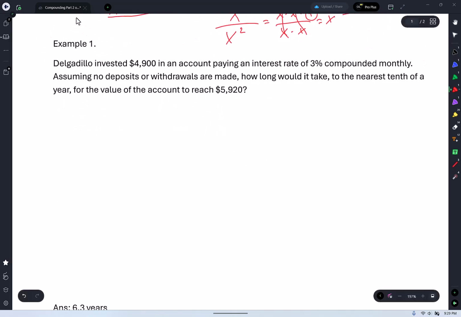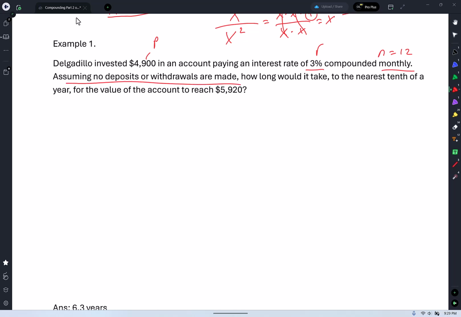You're going to need a calculator. It says Delgadillo invested $4,900, so this is your principal amount, in an account paying an interest rate of 3%, so that's your R, compounded monthly, so N equals 12, assuming no deposits or withdrawals are made. Yeah, because we're keeping it an introductory lesson, right? How long would it take, to the nearest tenth of a year, for the value of the account to reach $5,920? Okay, so let's set it up.